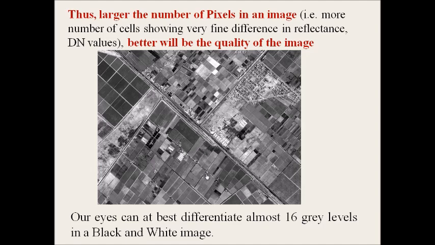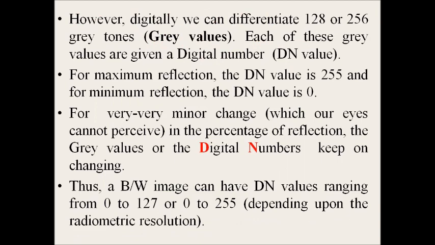Our eyes at best can differentiate almost 16 levels of gray in a black and white image. However, digitally we can differentiate 128 or 256 gray tones, which are known as the gray values. Each of these gray values is given a digital number or the DN value. For maximum reflection, the DN value is 255, and for minimum reflection, the DN value is 0.